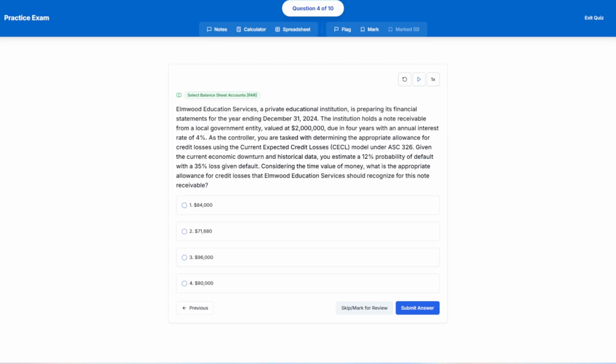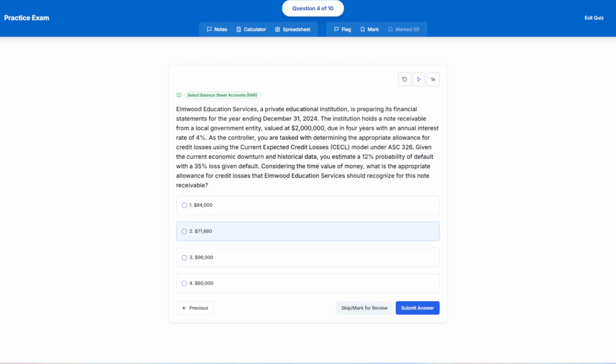Option 3 presents $96,000. This figure might float around as a distractor, possibly stemming from an incorrect combination of the given percentages or an overestimation of the exposure. It doesn't fit our calculation framework or any logical derivation from the data provided. Finally, option 4 posits $80,000. This number could trick those who might have miscalculated the discounting aspect. Yet again, it isn't aligned with the calculated present value of the expected loss.